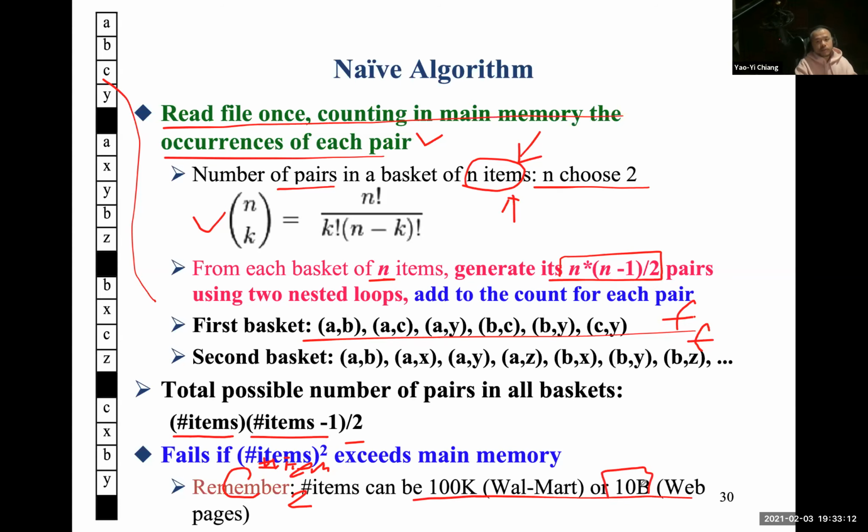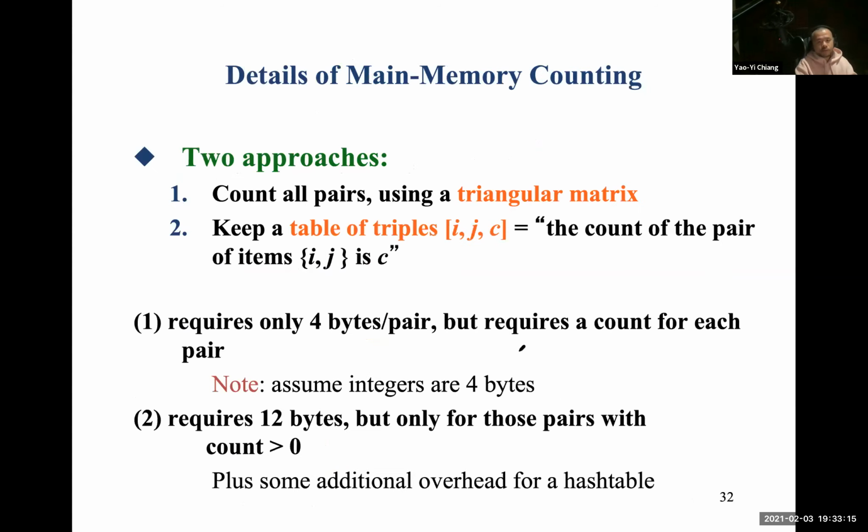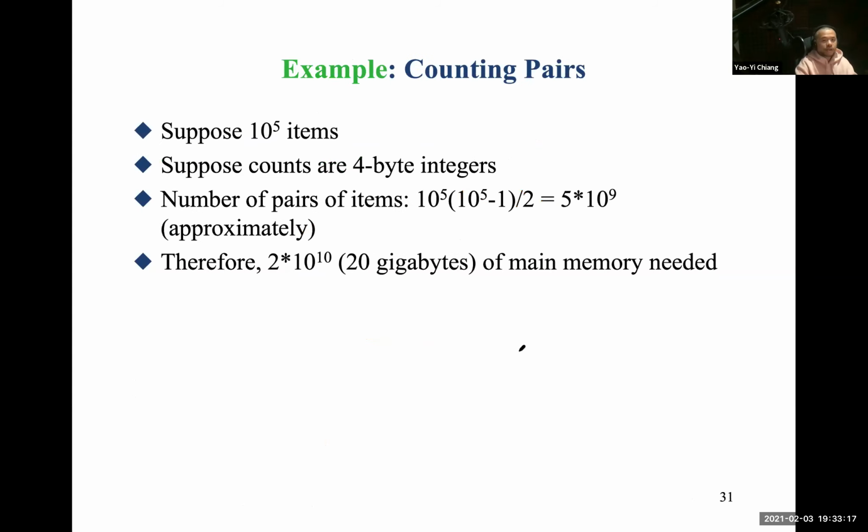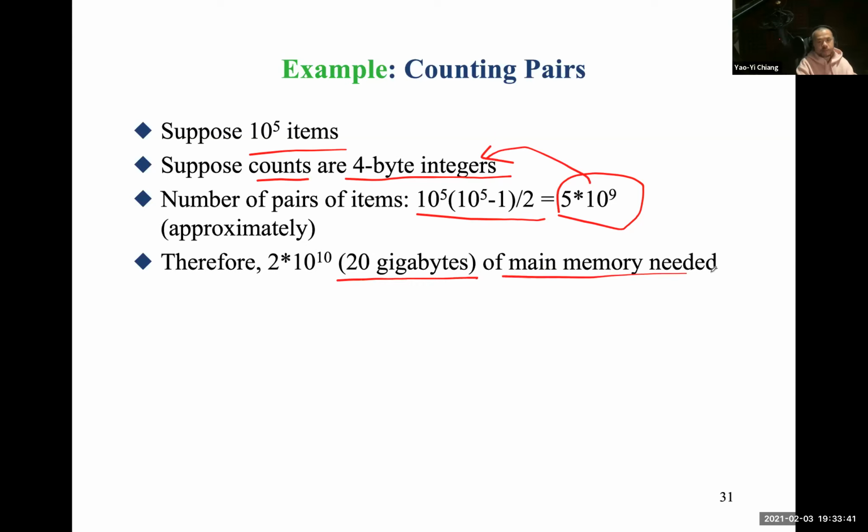Let's look at one example here. Suppose you have this many items. Every count requires 4 bytes. The number of pairs of items, 10 to the power of 5 choose 2, is this 5 times 10 to the power of 9, and this times 4. So you need 20 gigabytes of memory. Are we good so far?